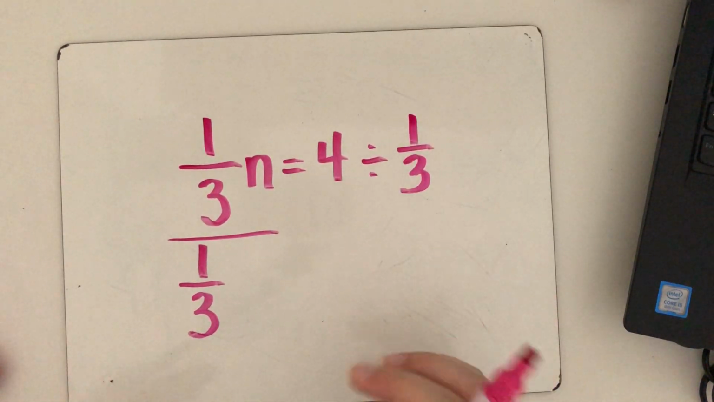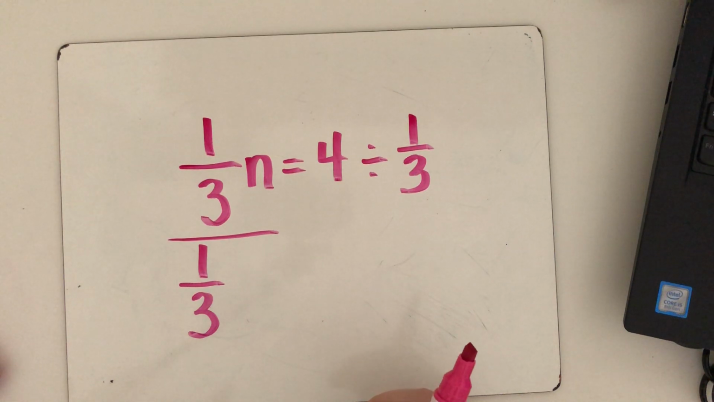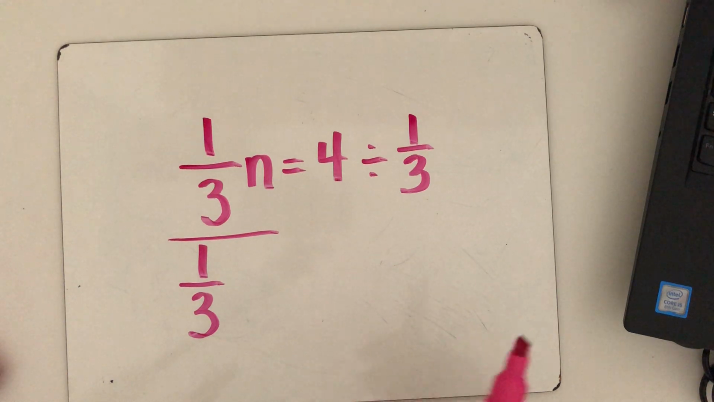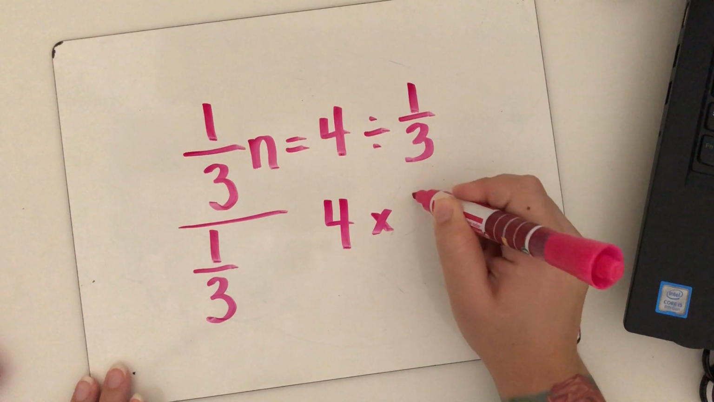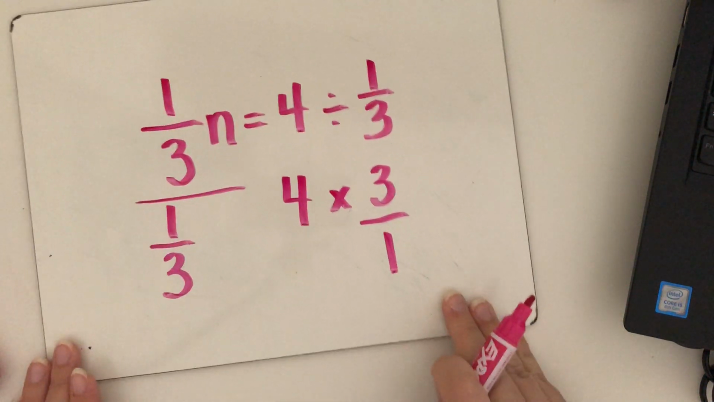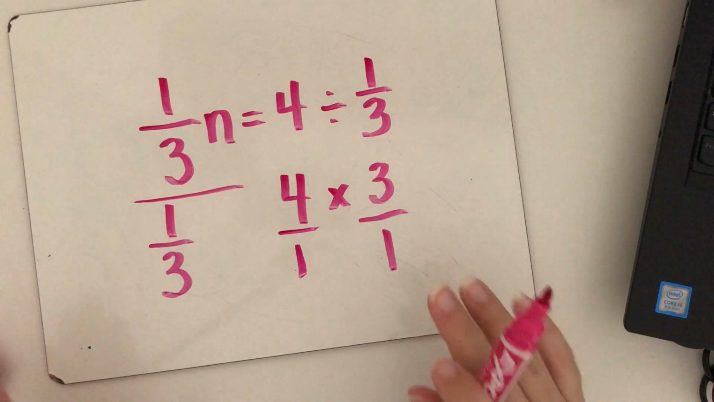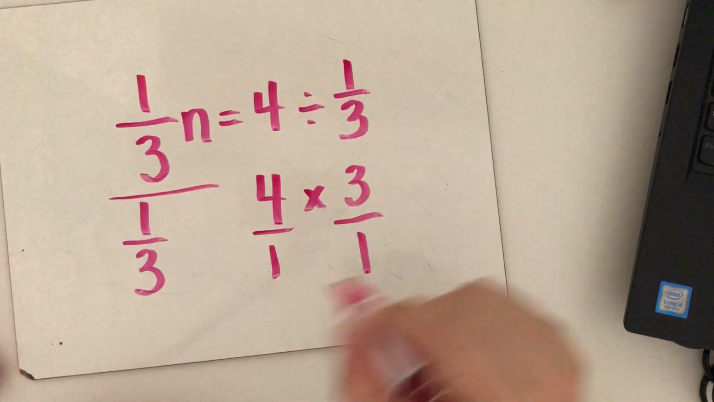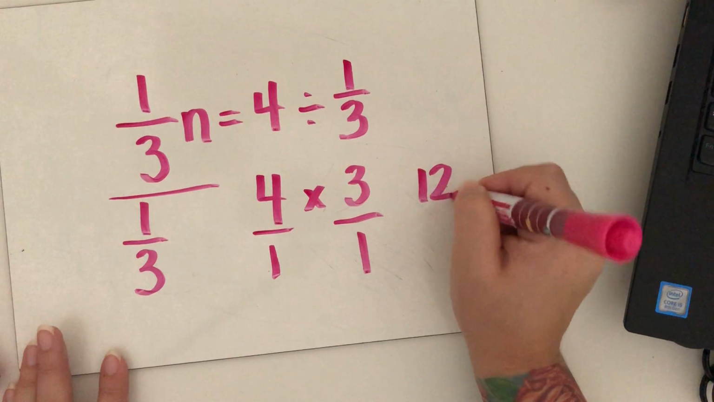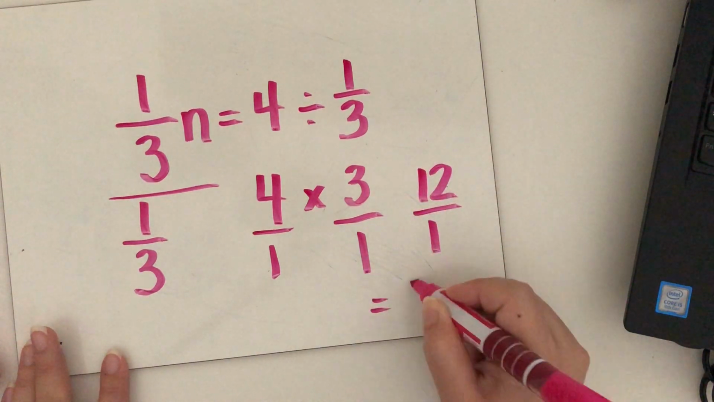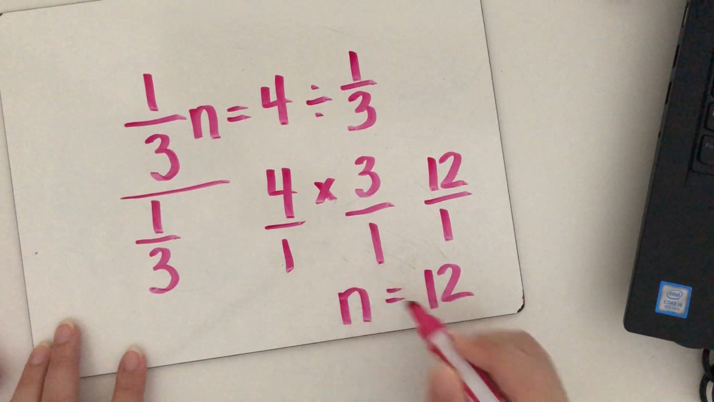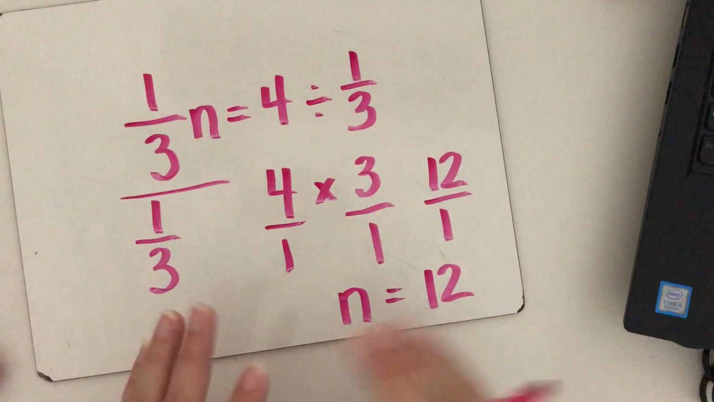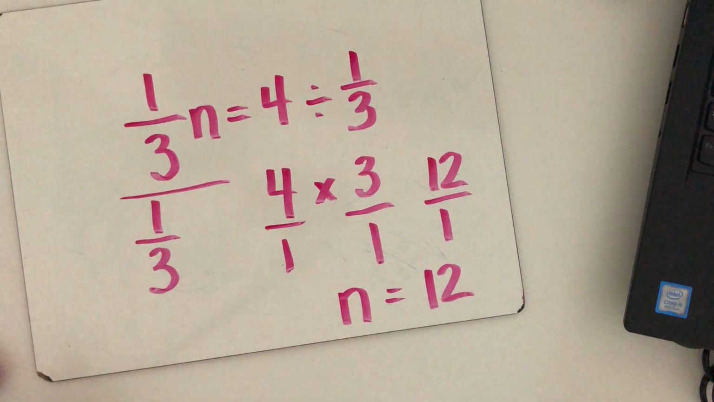Now, let's go back and think, okay, I'm dividing a fraction. That means I need to do what? Yep, I need to now multiply by the reciprocal or keep, change, flip. So I can put this over 1 just to make myself feel a little better. And then I can multiply across. So I get a 12 over 1, which again just equals 12. Okay? So that means that n equals 12. So I've now solved for the variable. I no longer need to do anything else.